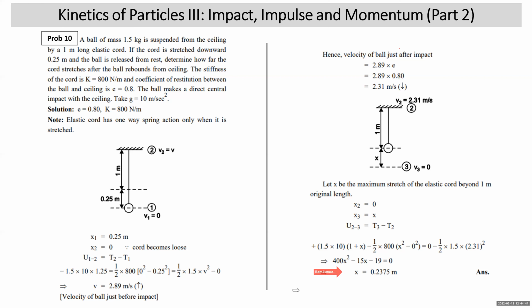So in this problem, you have come across an elastic cord. You should remember that an elastic cord has one-way spring action, and that is only when it is stretched. When it is stretched, it works as a spring. You cannot compress it because the cord becomes loose. That is the difference between an elastic cord and a spring. All right.